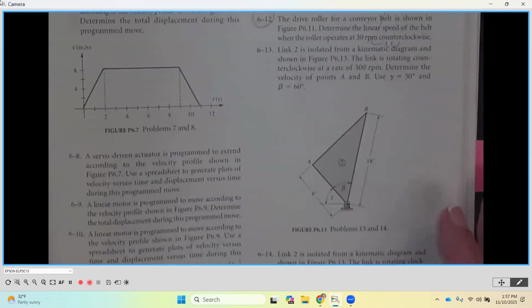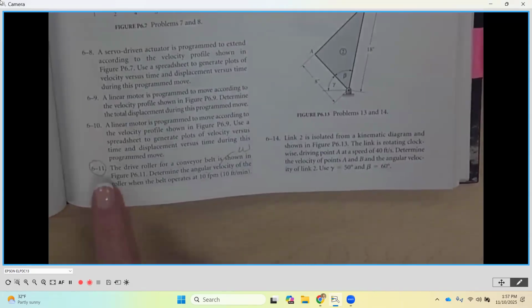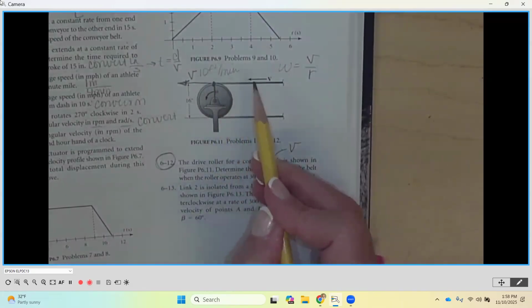The next one you have here is number 11. It says you have a drive roller on a conveyor that is shown in figure P611. So that is up here, right here. They want you to determine the angular velocity, which is W, of the roller when the belt operates at 10 feet per minute. So if we look at this, now this is the conveyor. Its belt is going to the left.